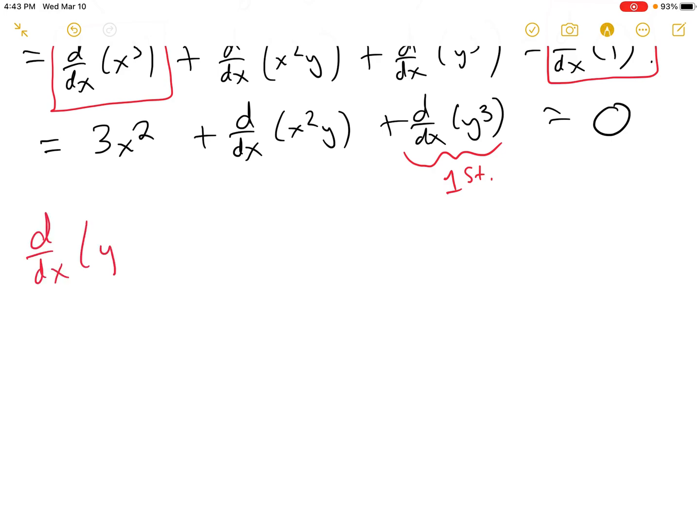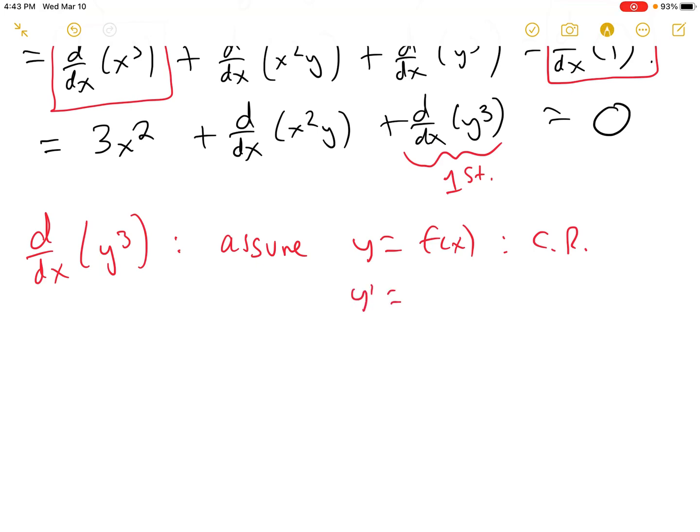What's the derivative with respect to x of y cubed? What we say is we assume y is a function of x. Again, we don't know what it is because we can't solve for y. We just assume it is. And then we use the chain rule, right?